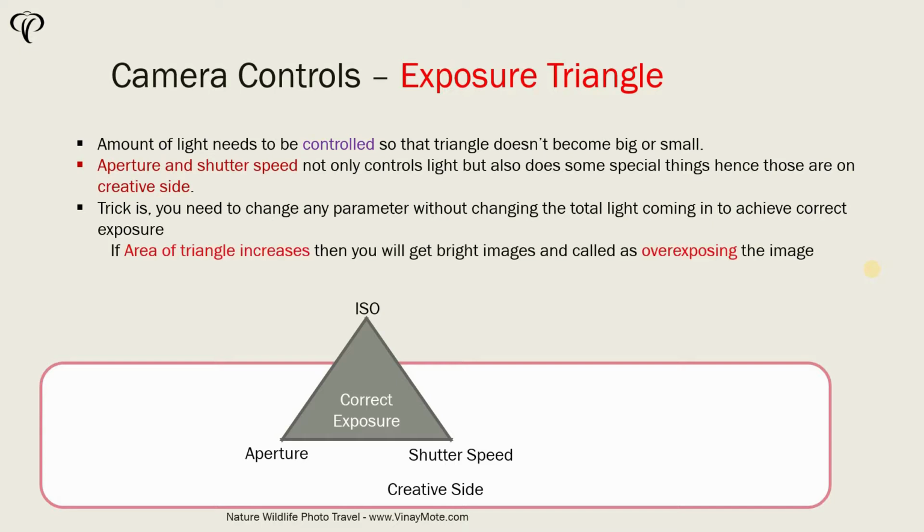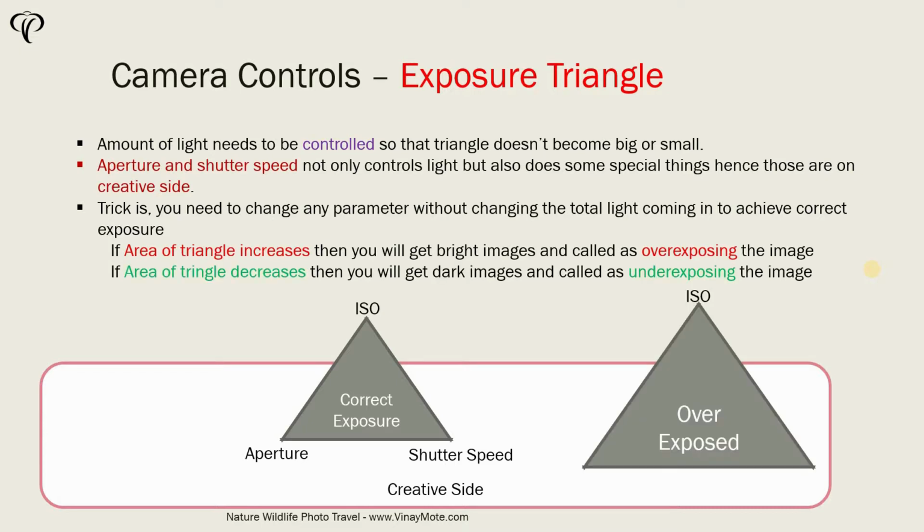and that's where you can say that the photograph is exposed correctly. If the area of the triangle increases, then you will get bright images, which is also called overexposing the image. In reverse, when the area of the triangle decreases, then you will get dark images because the amount of light coming inside is going to be less, which is called underexposing the image. So that's how it looks when you put all three together: an underexposed image, an overexposed image and a correctly exposed image. However, as you learn through your photography, you will know when to underexpose and when to overexpose.